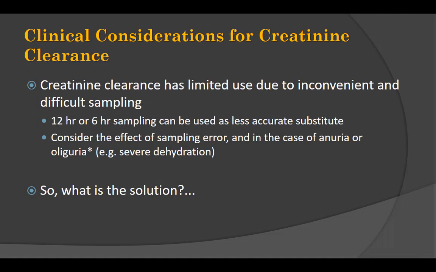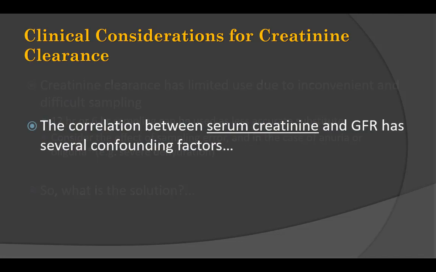But now, as I was telling you, creatinine clearance has limited use due to inconvenient and difficult sampling, because you need to measure the urine flow rate. So you need to have multiple samples. So the patient has to stay in the hospital or in the lab, so you have to take samples regularly. Sampling error could occur if the patient is not producing enough urine, or there is anuria, severe dehydration. You can't collect urine, so you can't calculate GFR. So there are some limitations of this. So the solution is, as I was telling you earlier, you use certain formulae and you calculate GFR, eGFR, estimated GFR.